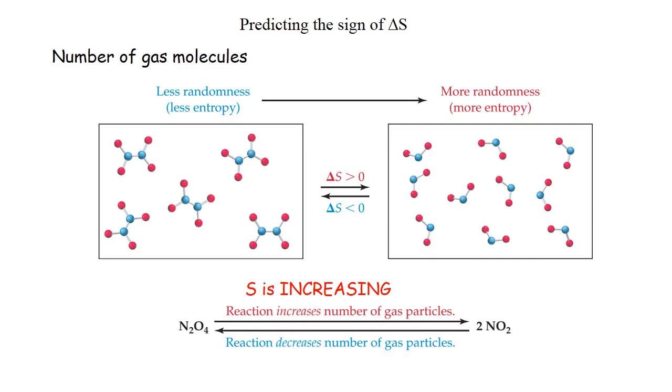And you can tell that just from the stoichiometric coefficients. There's 1 mole of N2O4 and 2 moles of NO2. If they're both in the gas phase, then you would definitely say that delta S is positive for that reaction. And then if we're going in the opposite direction, you would say that entropy is decreasing and that the sign of delta S is definitely negative.